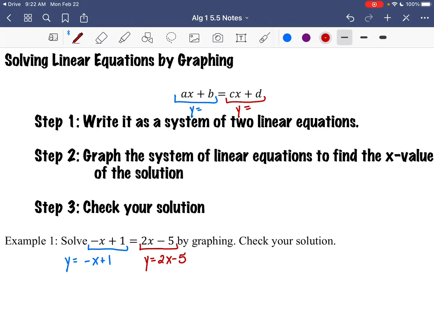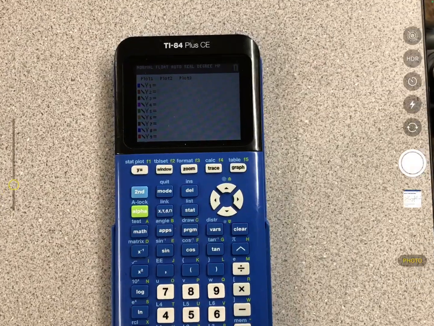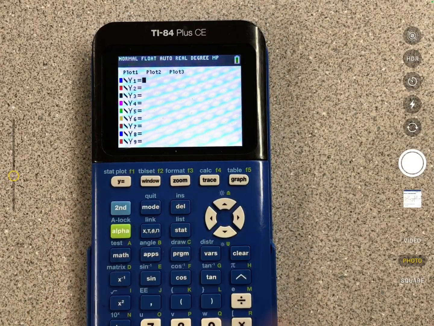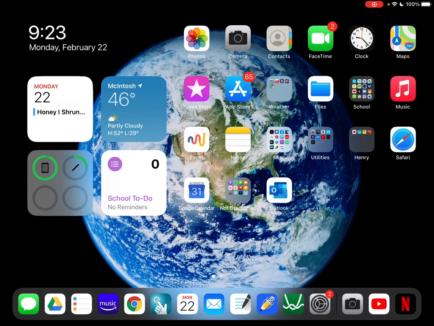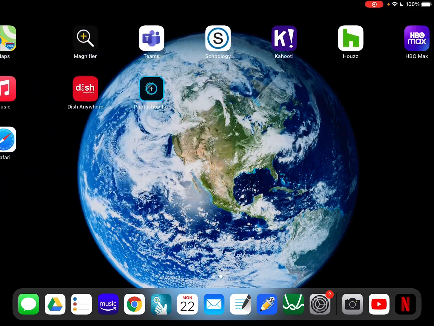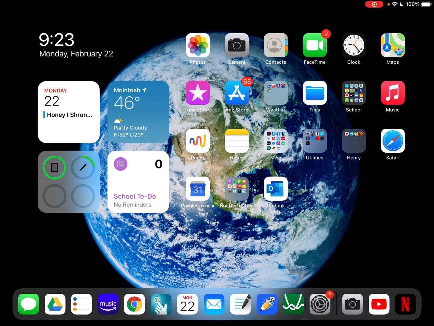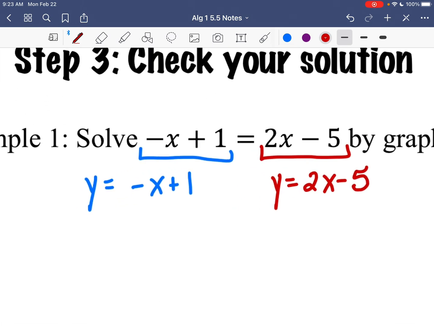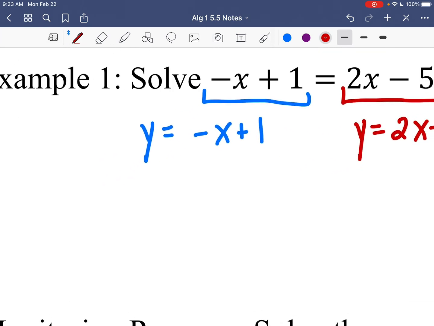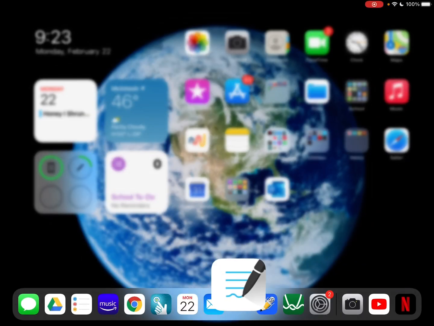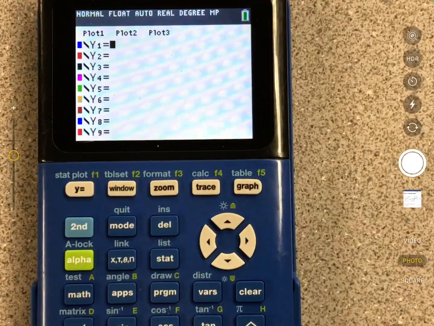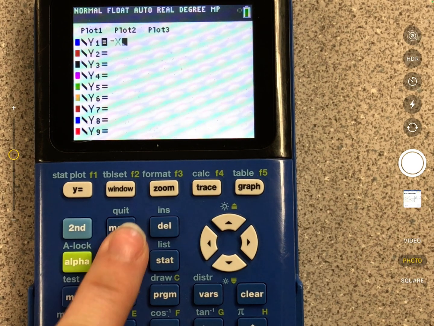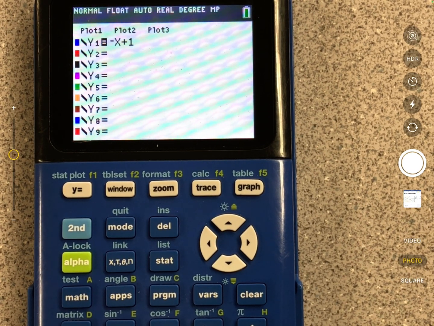So I need to turn on my graphing calculator. Okay, so here. And I need to go to my y equals, and I'm going to graph one of them as y equals. So the first one, where's it? I don't know. Oh, here we go. Y equals negative x plus 1. So I'm going to take this negative x plus 1, and I'm going to put that into my y equals. Y equals negative x plus 1. So there's my first equation.